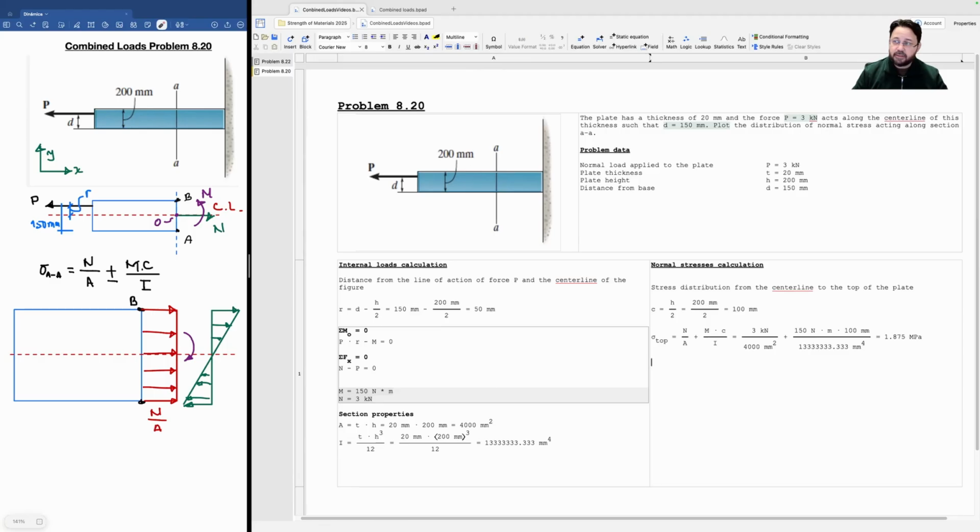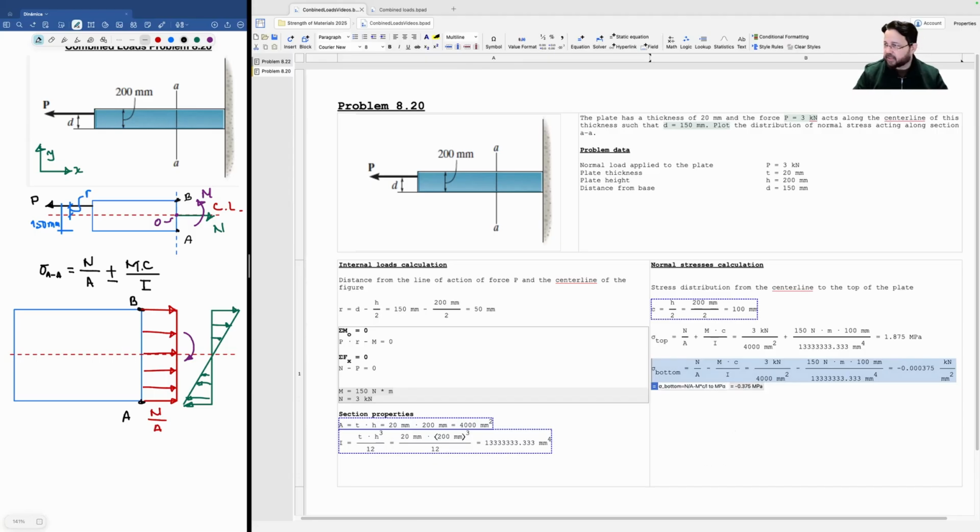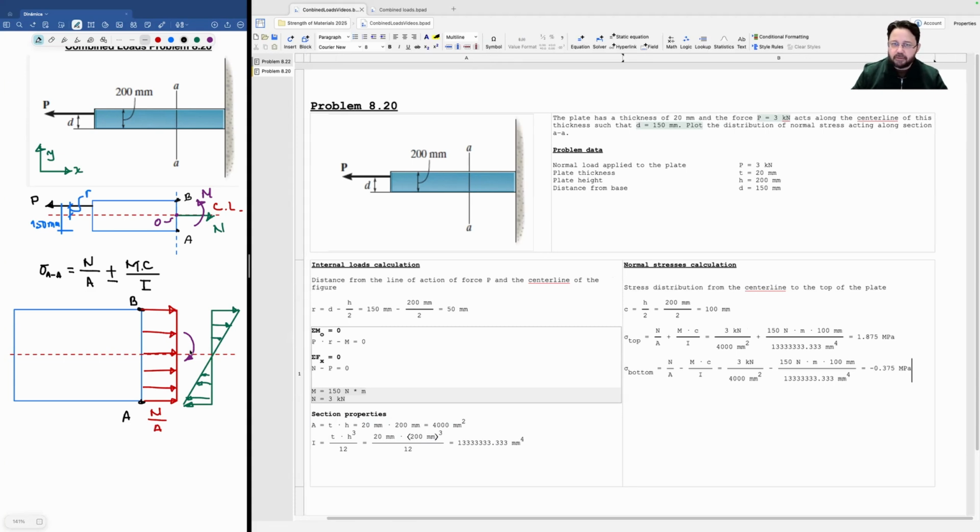Then stress at the bottom, those are the limit stresses at the top and at the bottom. And let me just for the sake of everything here, A, to have sigma bottom here is going to be equal again to the normal divided by the area, then minus the moment times C divided by the moment of inertia. There it is. Again, let's put it in megapascals. There we go.